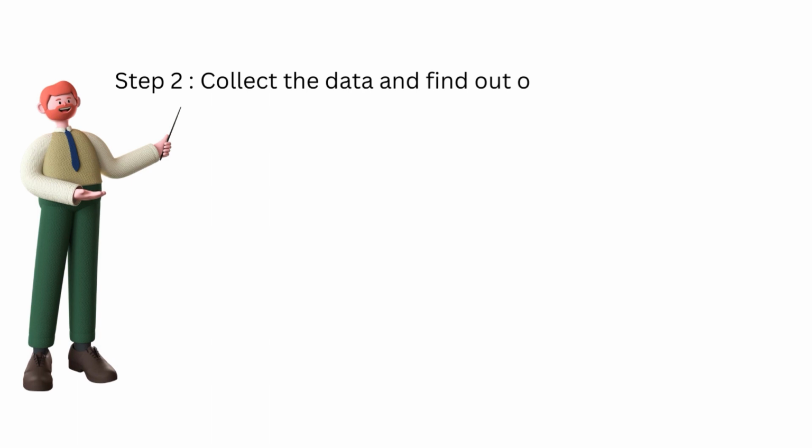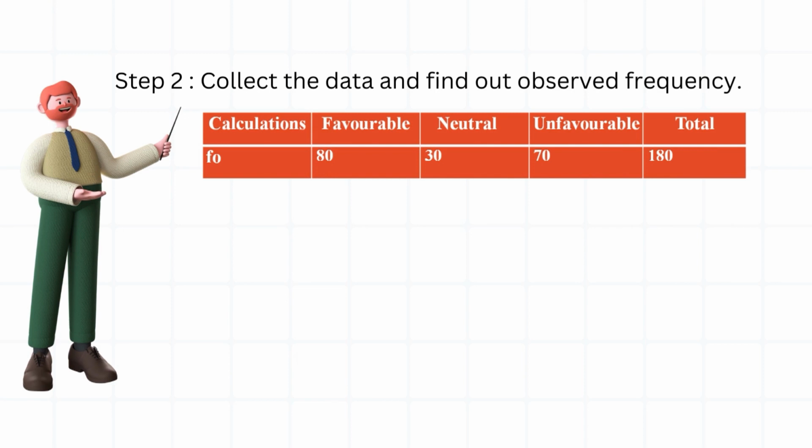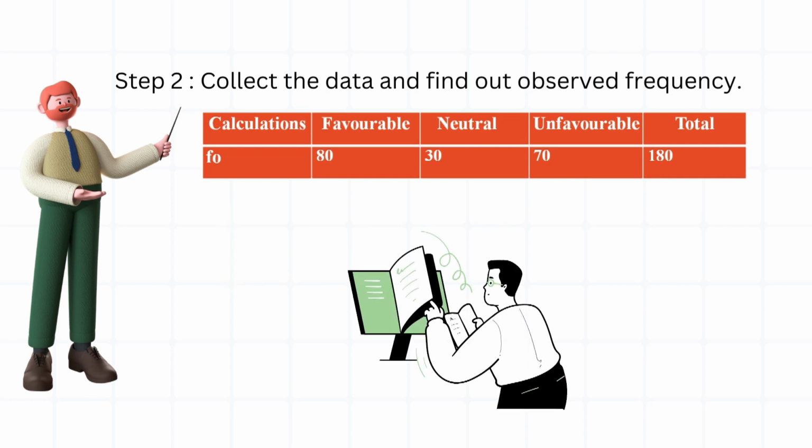And as I said, in the second step, collect the data and find out the observed frequency. These are the different observed frequencies. We have only a single categorical variable. We must always remember this, as we are computing chi square as a test of goodness of fit. So, we have a single categorical variable which is divided into three categories: favorable, neutral, unfavorable. So, FO, the researcher has got such observed frequencies.